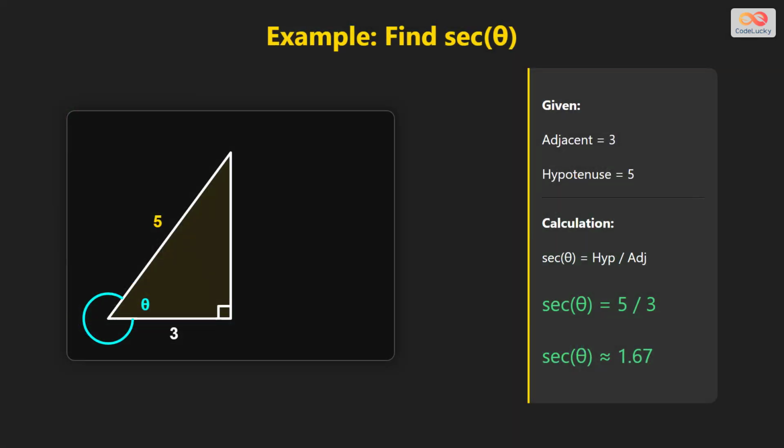Here is a practical example. Suppose we have a right triangle where the adjacent side has a length of 3 and the hypotenuse has a length of 5. To find the secant of angle theta, we take the hypotenuse, 5, and divide it by the adjacent, 3. So secant theta equals 5/3, which is approximately 1.67. It is a straightforward ratio.